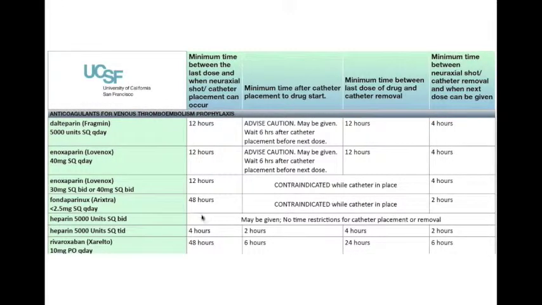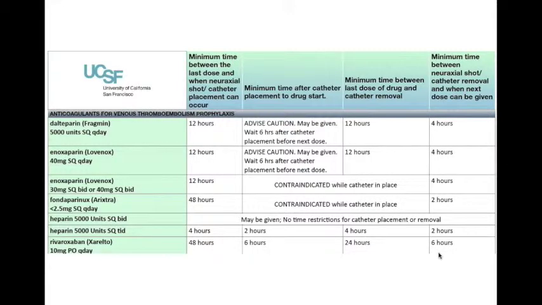For 5,000 unit heparin BID, there's really no restriction at all. TID, we wait 4 hours. And for rivaroxaban used in prophylactic dose, we say 48 hours.